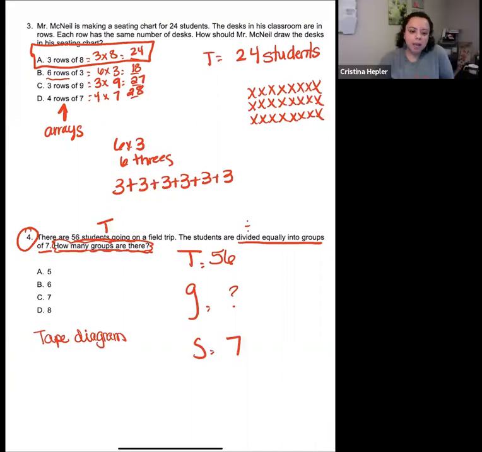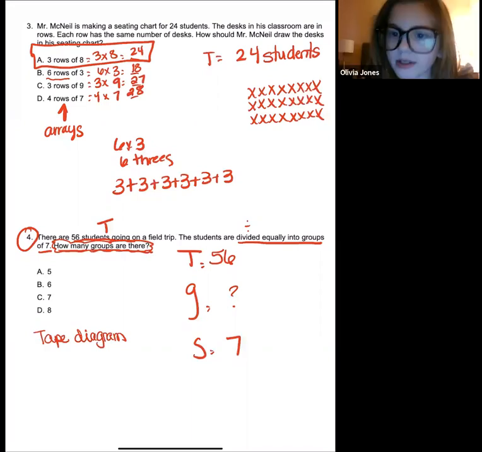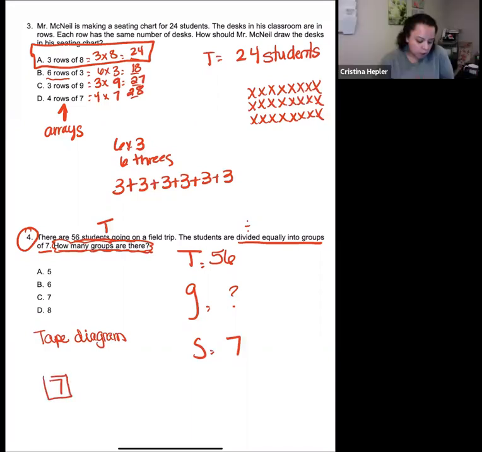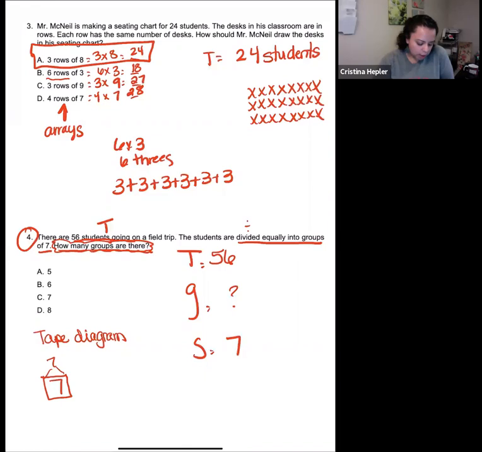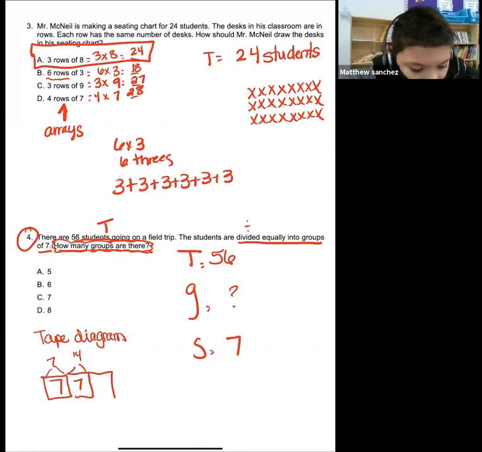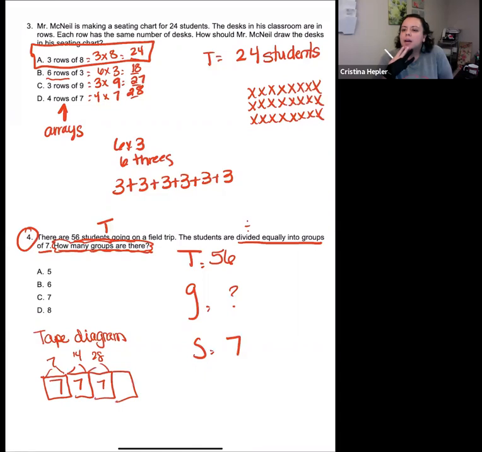Okay, so Olivia says she would use the tape diagram. She would put 7 on each part until she got to 56. So this is 7. She put 7 in the first part, and then she's going to continue adding 7 until she gets to 56: 14, 28. Ooh, I'm stuck here. What is 28 plus 7?